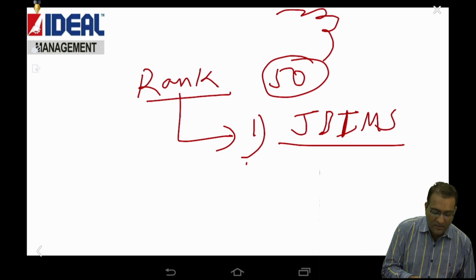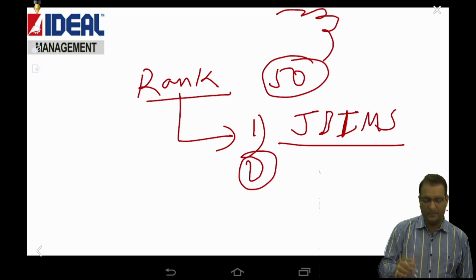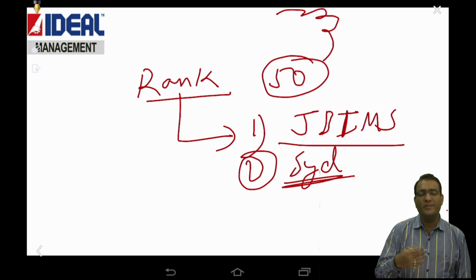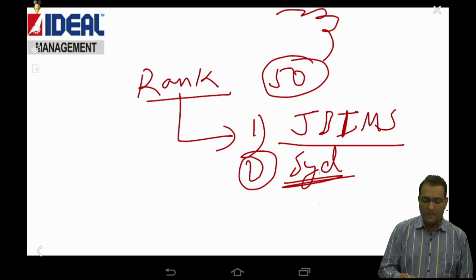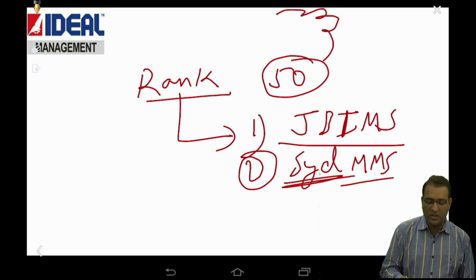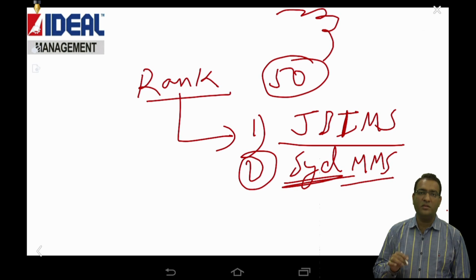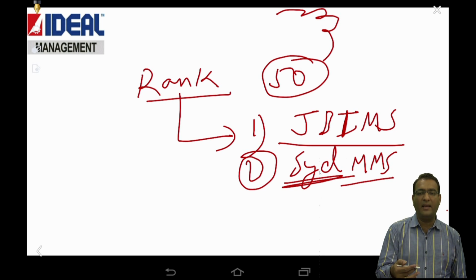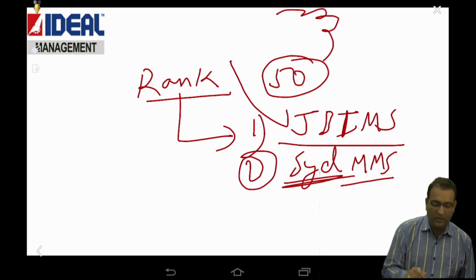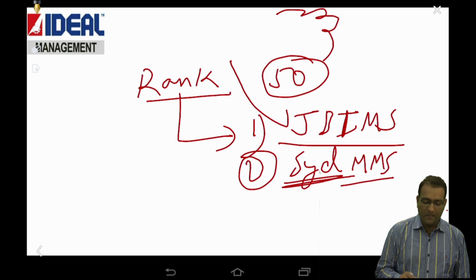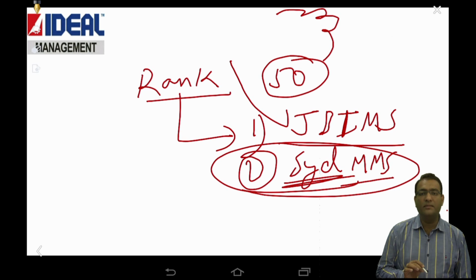Then the system checks what is the second option you have filled. Obviously, the second option would have been Sydenham. So Sydenham MMS, Sydenham PG. So let's say Sydenham MMS is your second option. And the system will check, are seats vacant in Sydenham MMS? Obviously, yours is 50th rank. Now the first 46, 47 people have already been allotted the JBIMS seat. So this person will get the Sydenham seat. Hope you are able to understand.